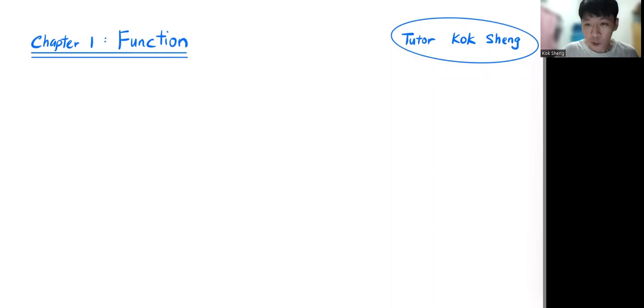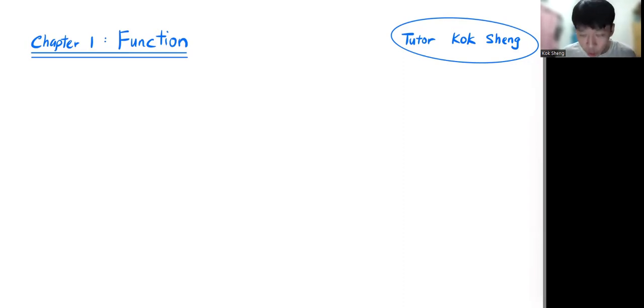Okay. So for today's seminar, I will be covering Chapter 1, the function, only. Just Chapter 1. Before I start the whole thing, just to roughly let you recall what a function is first. If anything is not sure, please let me know.